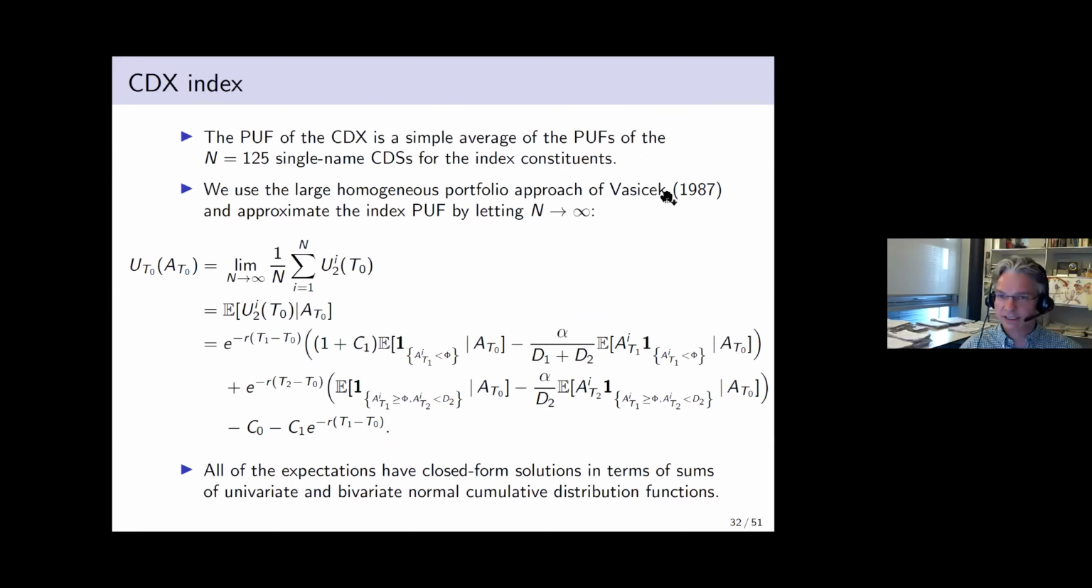And here we use this nice idea of Vasicek, which is that, in theory, we should stop this sum at n equals 125, but we take the limit when n goes to infinity. And we use this idea of Vasicek that conditional on the common factor, we can use the law of large numbers and get an explicit solution for the sum, again conditional on the common factor, in terms of a conditional expectation. And so we just get an expression here where you see lots of conditional expectations, but with these underlying distributional assumptions we made, it turns out you can get all these conditional expectations in closed form in terms of sums of univariate and bivariate normal distributions.